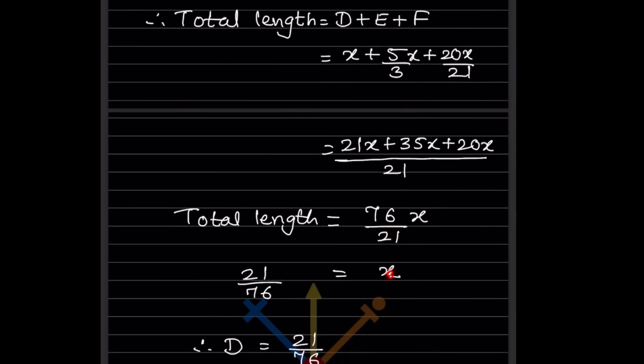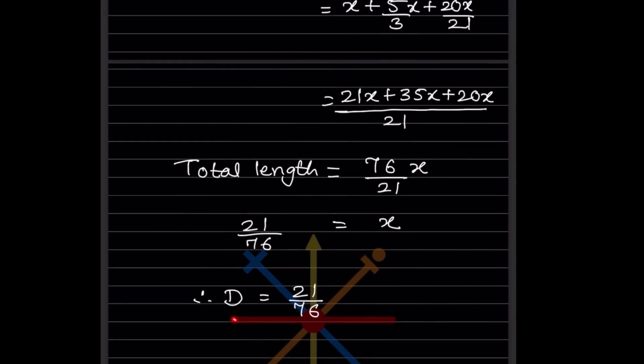So we have x. This will go to the other side, because this is multiplication, so that is going to be 21 by 76. So the value of D, we assumed x as D, so this is nothing but D. D is 21 by 76. That is what they have asked.